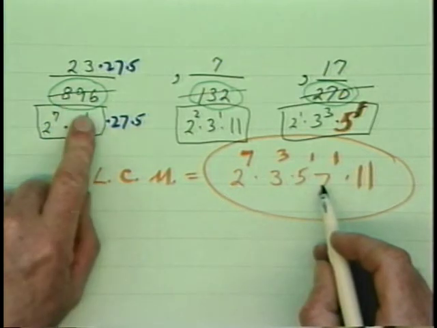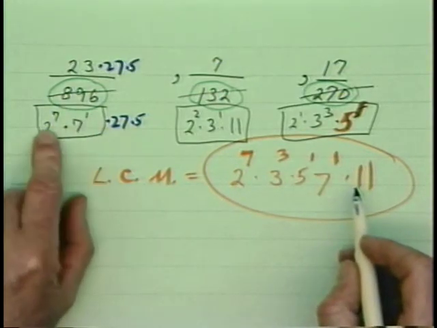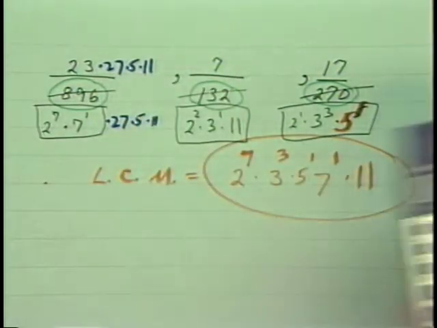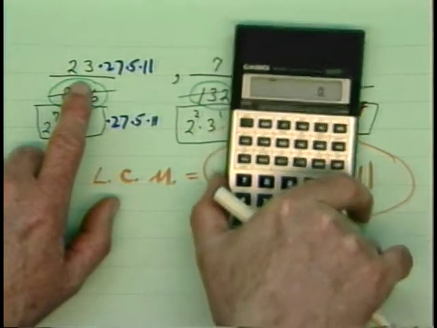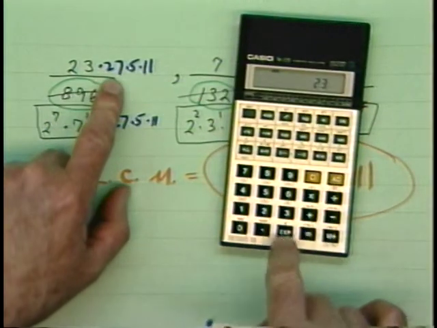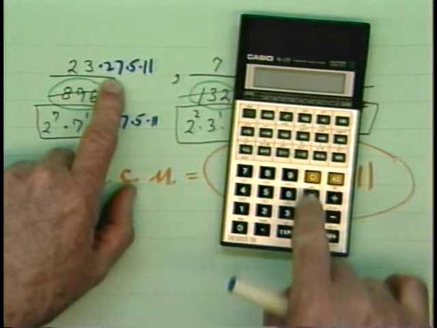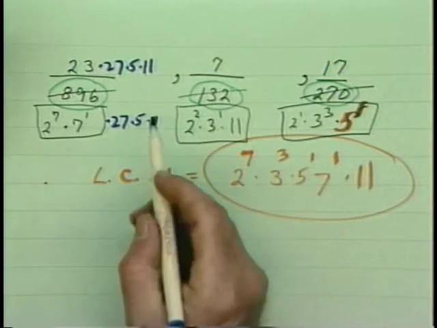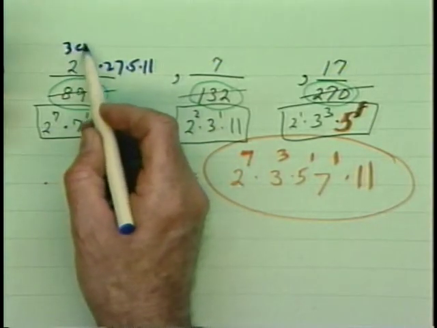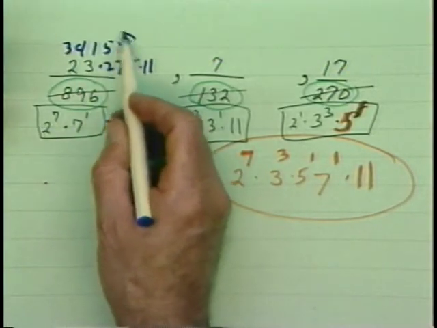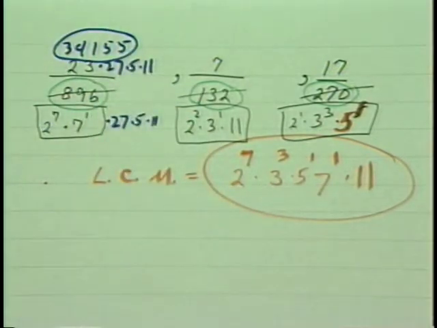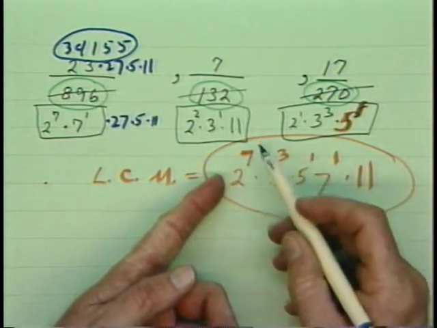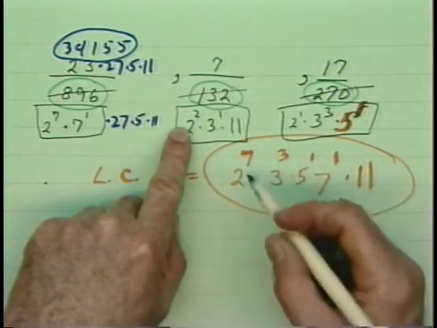I want a 7, I've got it. I want an 11, I don't have it, so I give myself an 11. Now, multiplying these together on the calculator, if you will, 2 to the 7th is 128 times 27 times 5 times 11 is 55. And the numerator becomes 34,155. See, we said it was going to be messy, didn't we? But now to make this look like this, we say I want 7 2's. I have 2, I need 5 more.